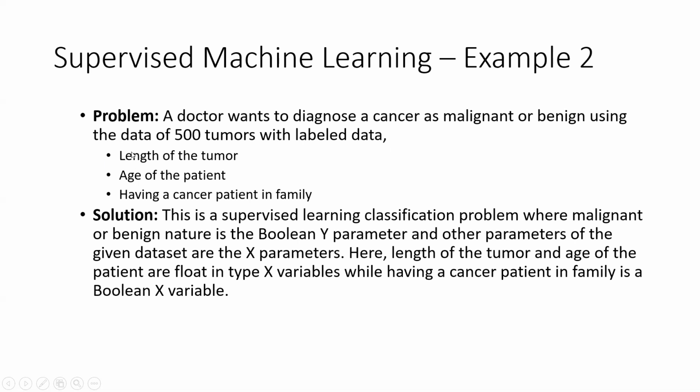So these are X parameters, and diagnosing whether it's a cancer or not, benign or malignant, is a Boolean value, right? So the Y value is a Boolean value. These two are float values, and this one is a Boolean value. These are the X values, and the diagnosis is the Y value, or the dependent value, right?